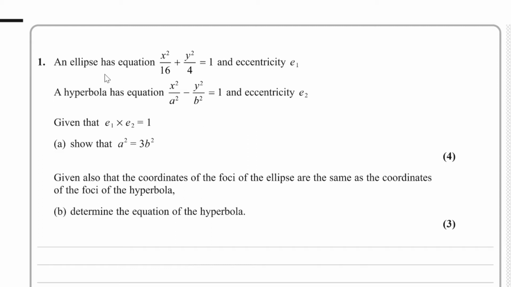Question number 1. An ellipse has equation x squared over 16 plus y squared over 4 equals 1 and eccentricity e1. A hyperbola has equation x squared over a squared subtract y squared over b squared equals 1 and eccentricity e2. Given that e1 multiplied by e2 is equal to 1, for part (a) we have to show that a squared is equal to 3b squared.